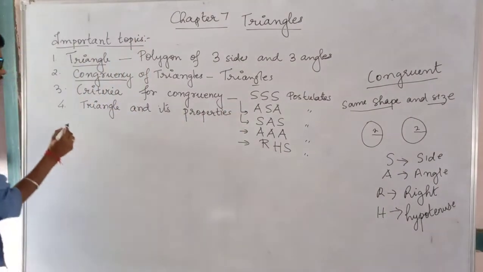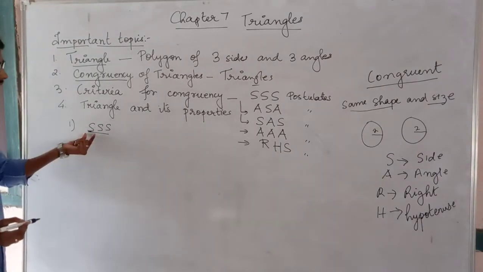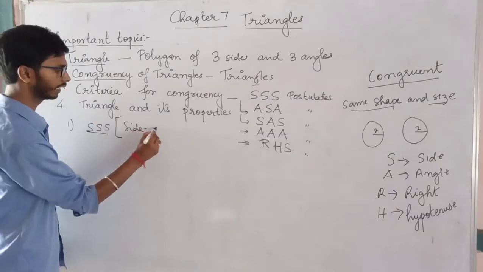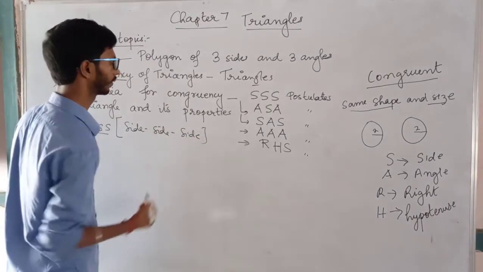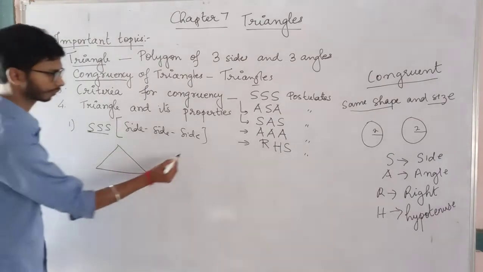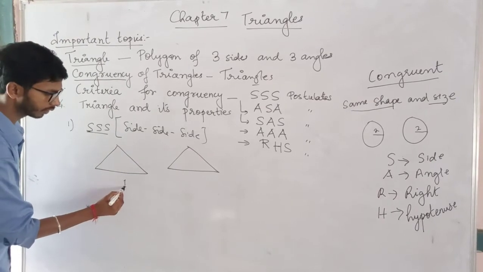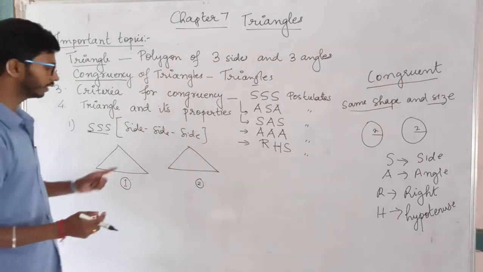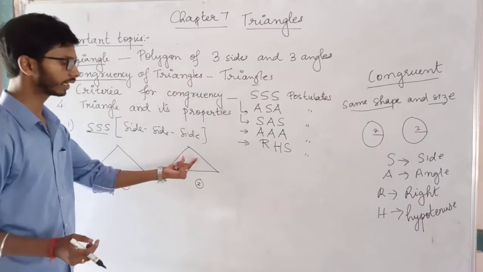What is the first one? Triple S. So triple S means side, side, side. We can write like this: side, side, and side. Now let us draw two triangles. This is triangle number 1 and this is triangle number 2. Okay? I have to check whether these two triangles are congruent or not.